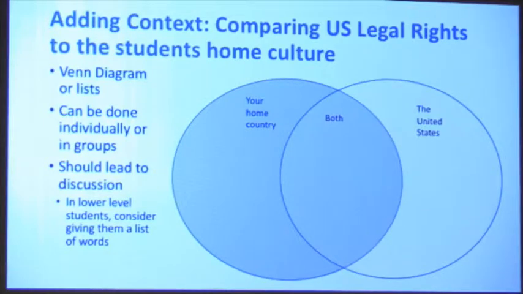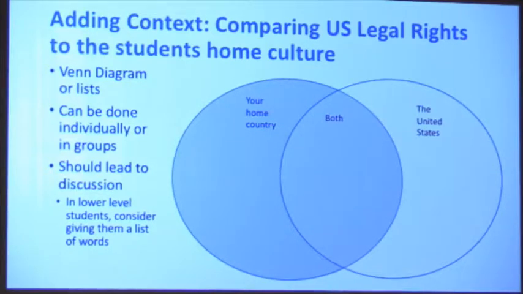And a nice way to do this is a Venn diagram. Again, depending on the level and the group of your students, you can adjust this. If they are mostly all from the same country, you can put them in groups and have them brainstorm the ideas together. If they're from many different countries, you can have them work on it individually with your help, and then compare the ideas once they've finished.